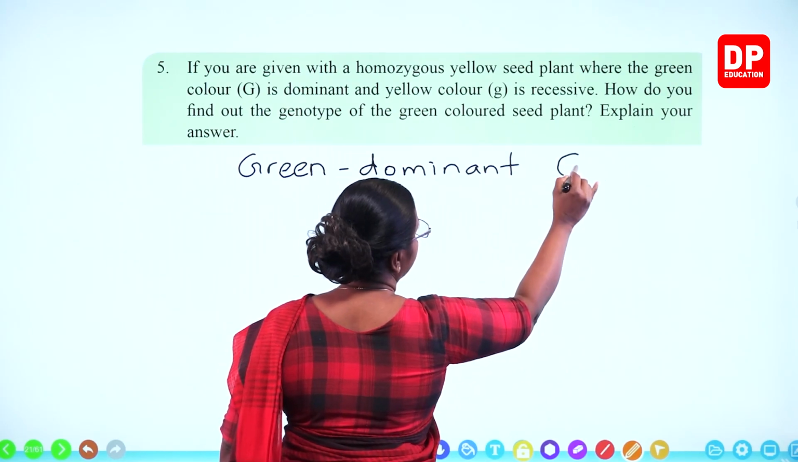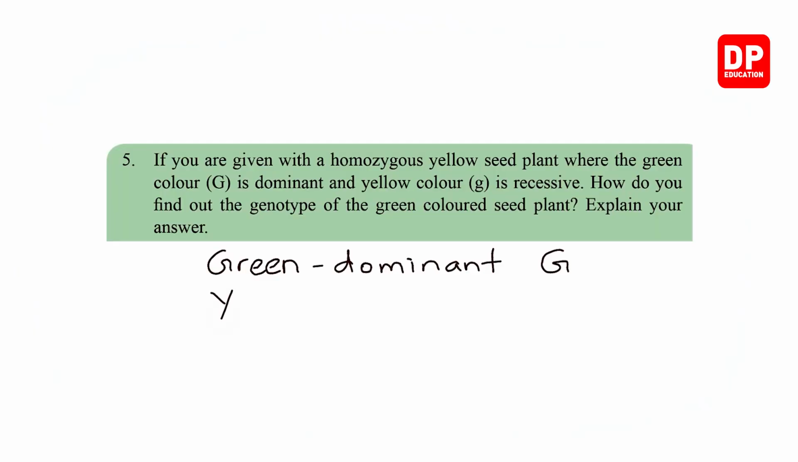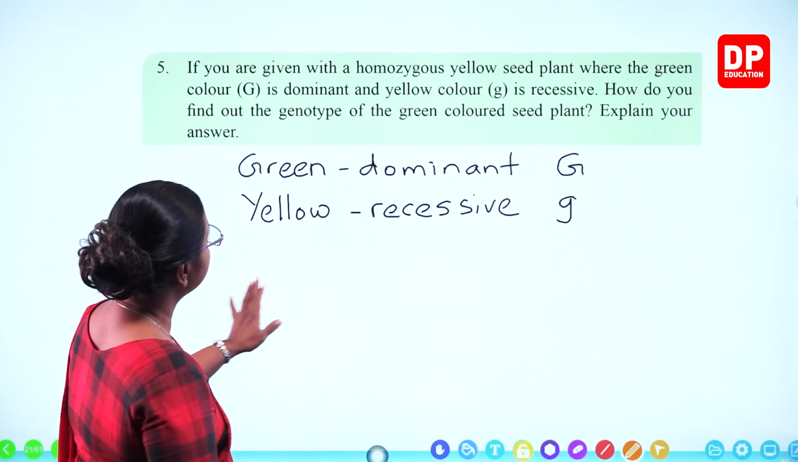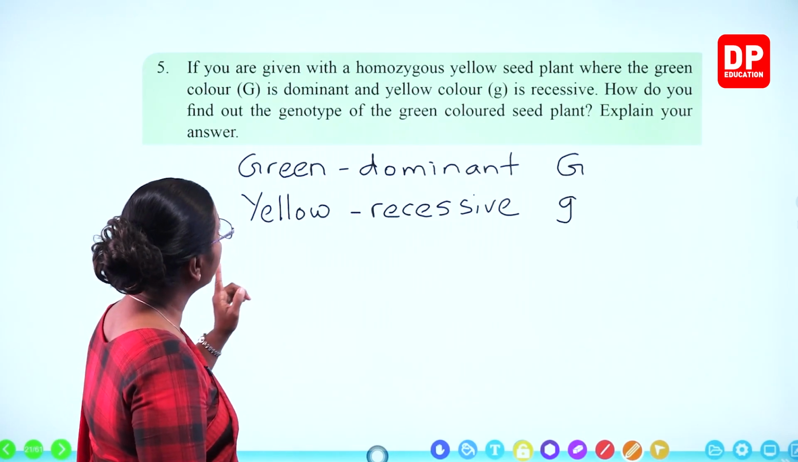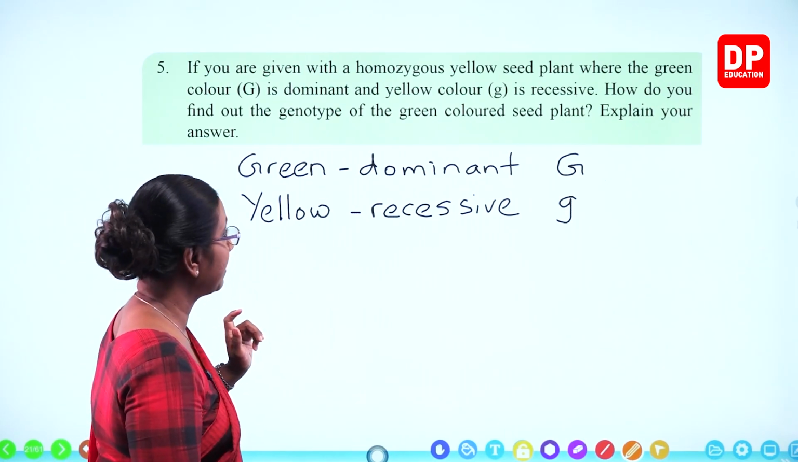So that is why we have capital G, and yellow color is recessive. So we use the letter simple G. That is the information given to us. How do you find out the genotype of the green colored seed plant?